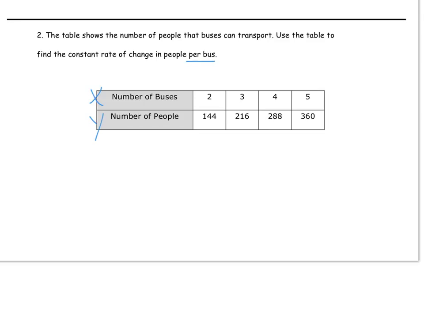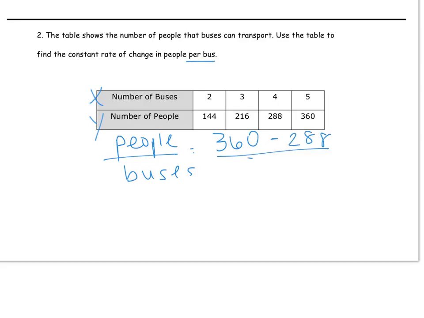So this time, let's choose to take 360 minus 288. Remember, it's going to be the number of people, so people over the buses. And we're going to do 360 minus 288, and then we're going to do 5 minus 4. We have to use the numbers on the table that match up with the 360 and the 288. And 360 minus 288 equals 72. And then 5 minus 4 would be 1.